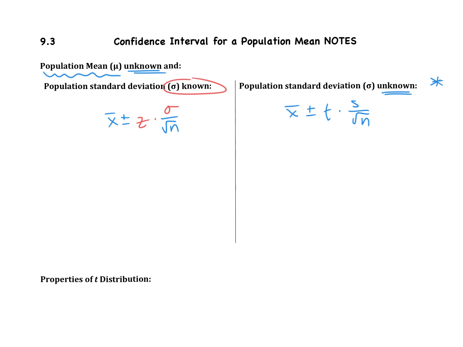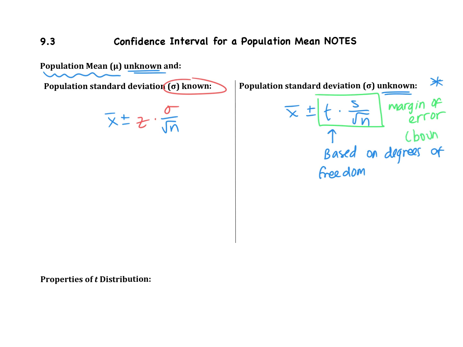Here's what you need to know. T is based on degrees of freedom. And that's the table we've been looking at. Table B is the T table. And then just some things we talked about before. Everything after the plus or minus is called the margin of error. What is the other term for margin of error? Nope, but that's an important term also. Bound. So margin of error or bound.